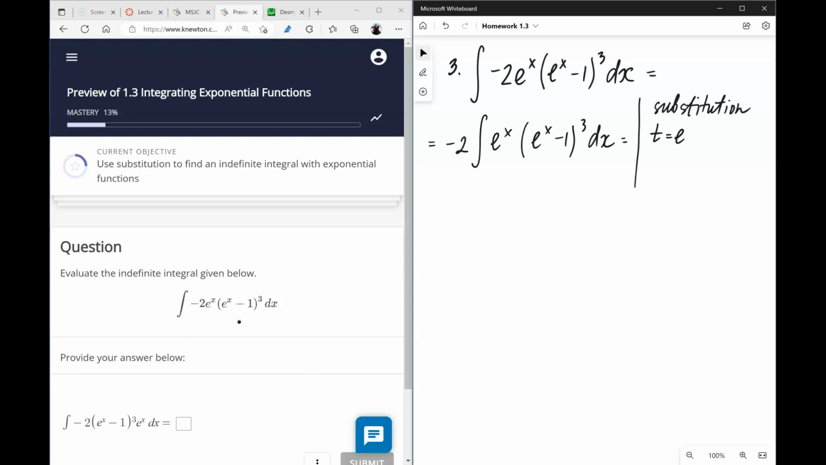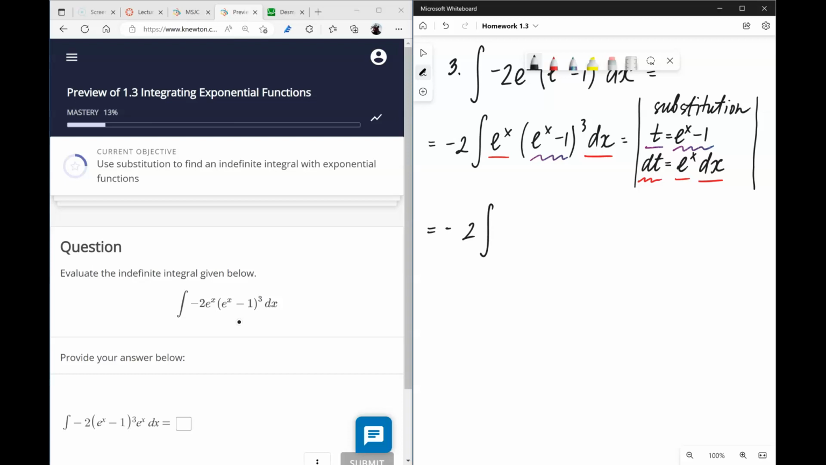t is equal to e to the x minus 1, so dt is equal to e to the x dx. And this time I'm not going to express dx in terms of dt, but rather just point out this pattern: e to the x dx will be replaced with dt, and e to the x minus 1 will be replaced with t. Let's do that.